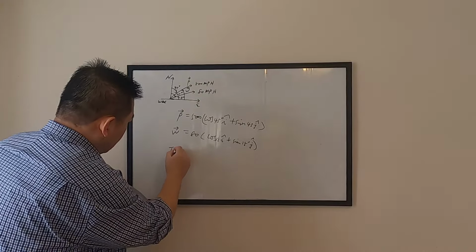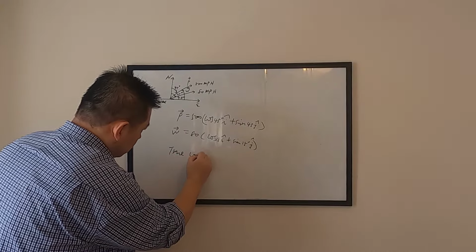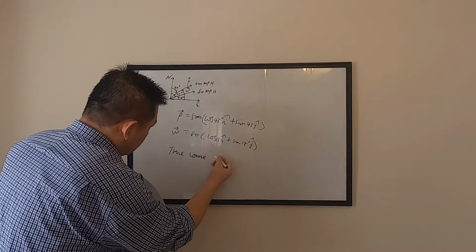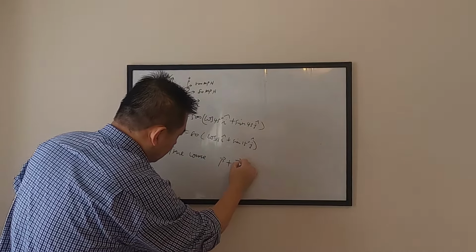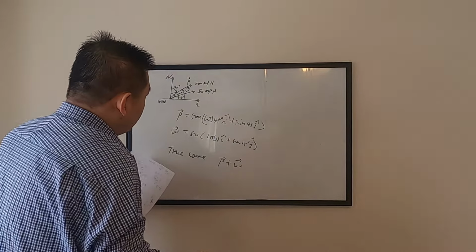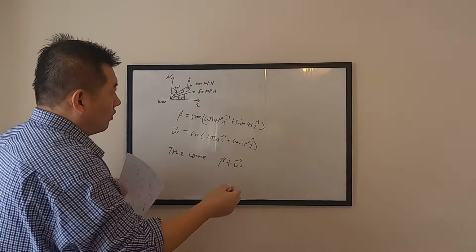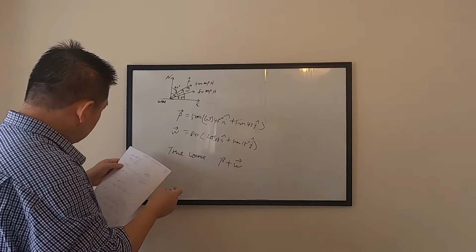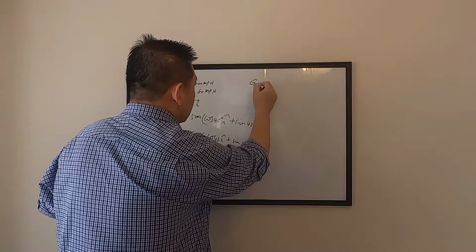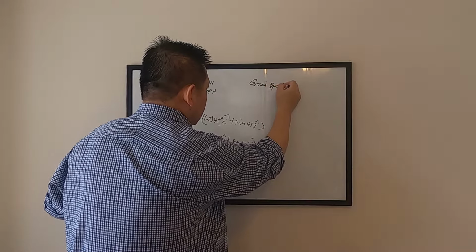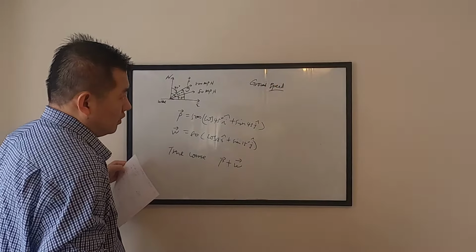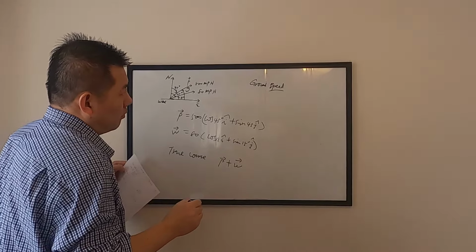So the true course now is vector P plus vector W, and ground speed. Speed is not a vector, it's a magnitude.